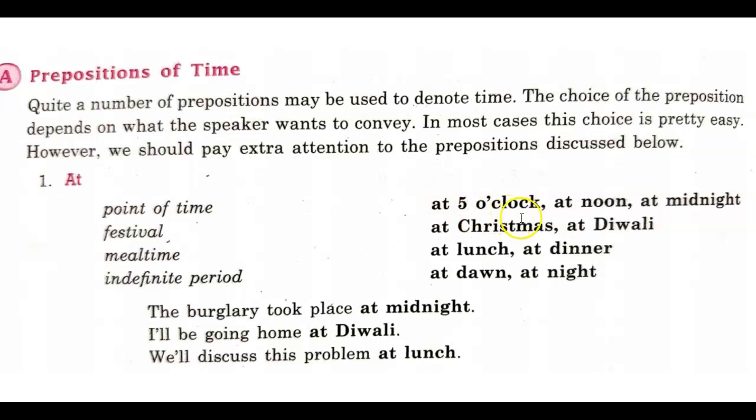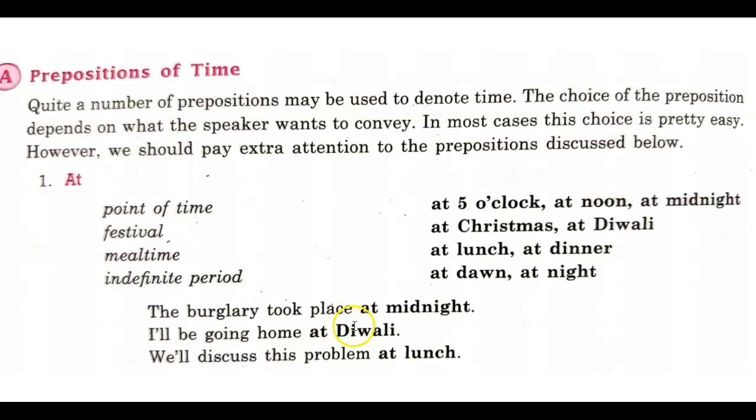So for example, at 5 o'clock, at noon, at midnight. For festivals, at the time of festivals, we use at Christmas, at Diwali. For meal time, we use at lunch, at dinner. For an indefinite period, it can be at dawn, at night. So these are the sentences which we are going to do now based on these examples.